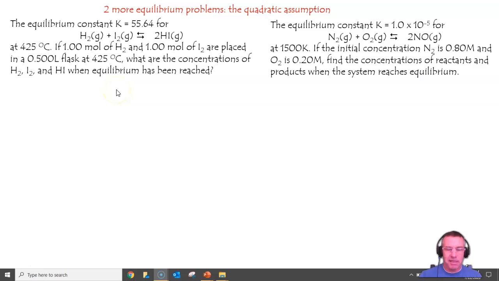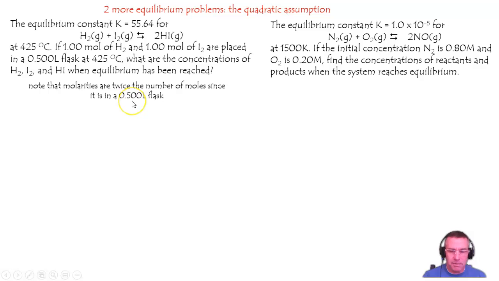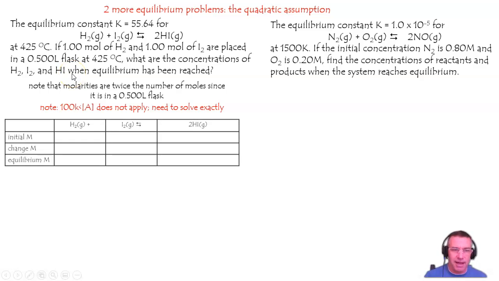Now this must have been set up so this can be solved exactly. So I am going to create an ICE table and plug in my numbers. Good. I'm noticing it's going to be 2 liters. I'm noticing that this is not something where I can just ignore the changes because the changes would be significant since the equilibrium constant is very high.